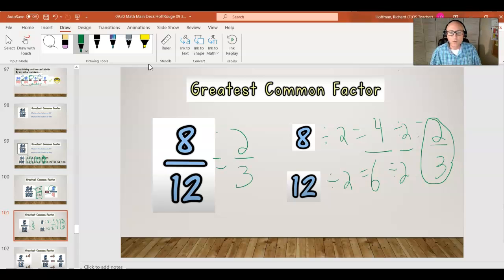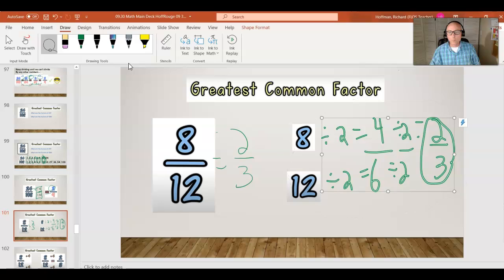Can you do it faster? Well, what's the greatest common factor between 8 and 12? Let's see if this is going to work on here. Oh, come on. You're not going to work. I have to press this lasso in order to erase. Here we go. Can I just cut that somehow faster?